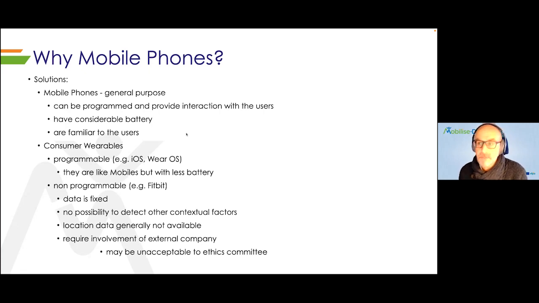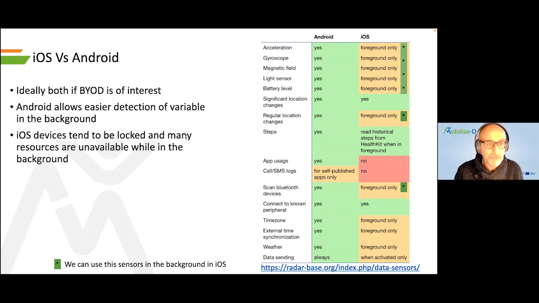You can use other types of consumer devices that are non-programmable, like a Fitbit. In this case, the problem is that the data collection is fixed, so the variables are fixed. You get what you get. It's very difficult to detect contextual factors with them. For example, location is generally not available. And also they require sending data to an external company sometimes. This is not acceptable to some ethics committees.